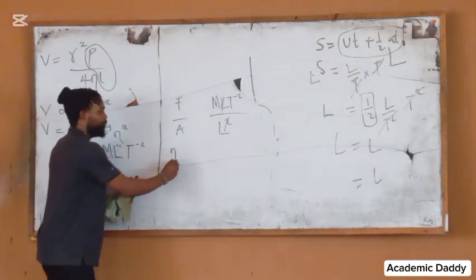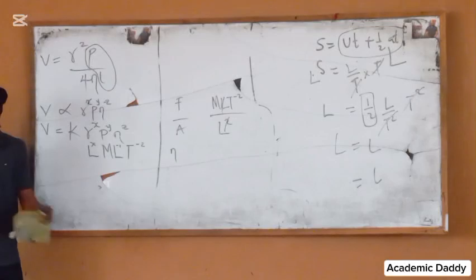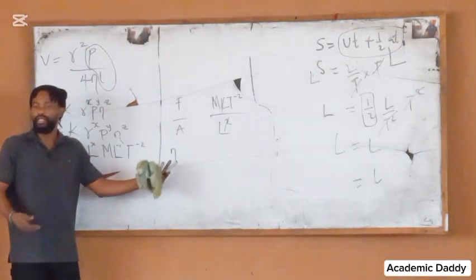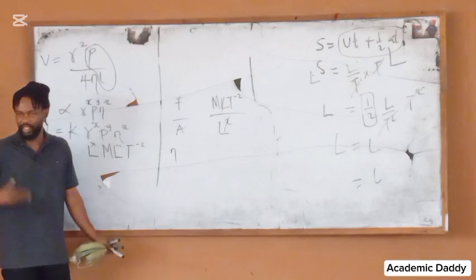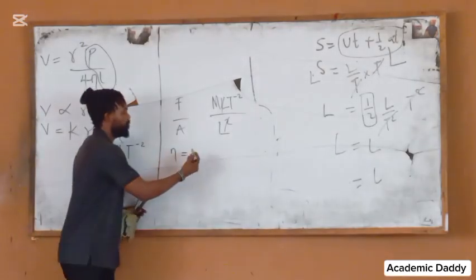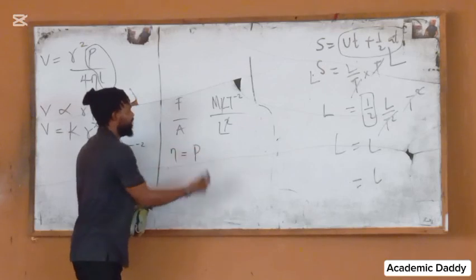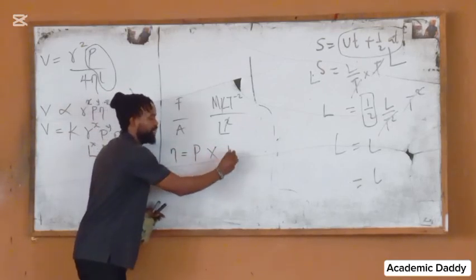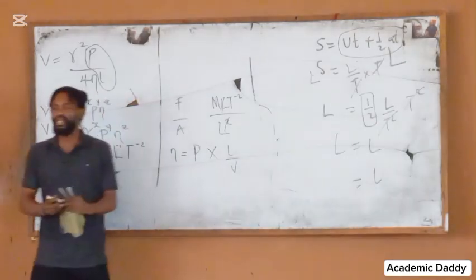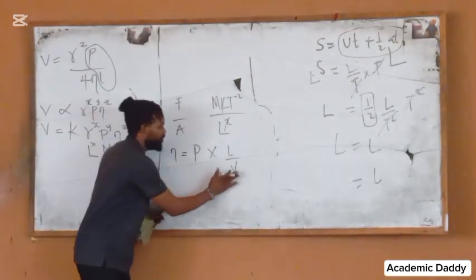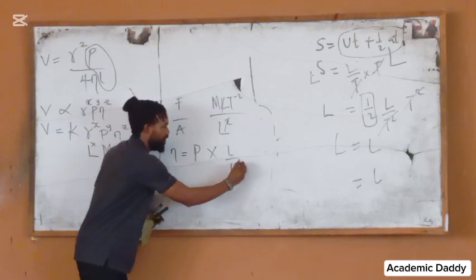So I said that, simply put, viscosity is resistance to the flow of a liquid or fluid. Mathematically, it is the product of pressure and the inverse of the velocity gradient. So this is simply pressure times 1 over velocity gradient, which is the same thing as L over V. Hope you know that inverse of something means reversing it. So velocity is LT to the power minus 1.